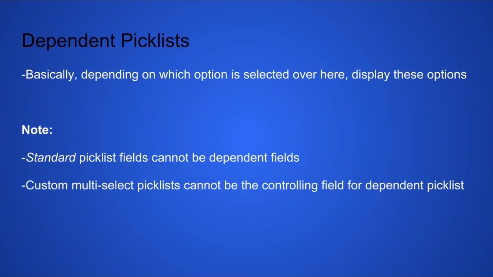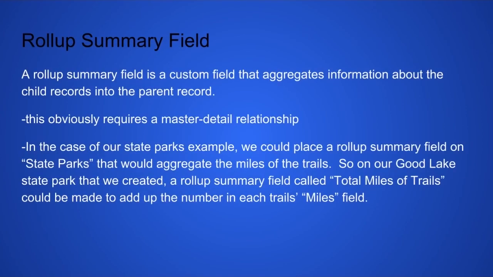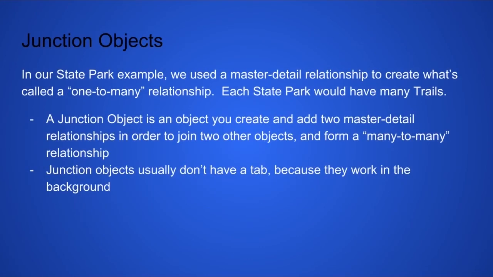Also, dependent pick lists are something we didn't cover, but basically it's two pick lists, and the values that are available in one are determined by the value you pick in another. Roll-up summary fields are pretty cool, something we didn't cover, but in our state park example we could say things like, this state park has 3 trails totaling over 100 miles. One more important thing you need to know that we didn't cover is junction objects, and these just allow you to create a many-to-many relationship between other objects.